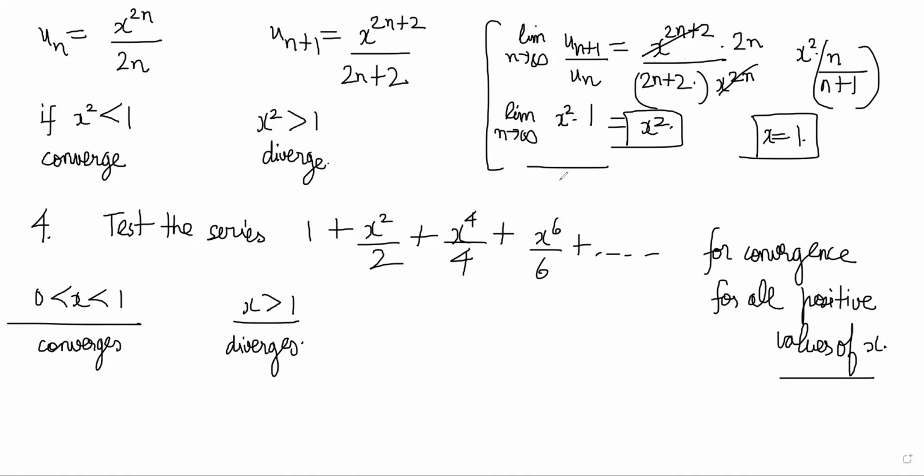Because when limit is 1, the test doesn't work. So you have to actually look at the series 1 plus 1 by 2 plus 1 by 4 plus 1 by 6 and so on. This is the actual series when x is equal to 1. And in this situation, you have to figure out what this series does. Does it converge or does it diverge?